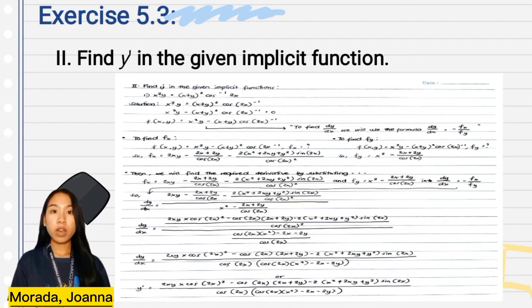So the first derivative of x squared times y, equals (x plus y) squared cos raised to negative 1 times 2x, is equal to negative 2xy times cos(2x) squared minus cos(2x) times 2x(2x plus 2y) minus 2(x squared plus 2xy plus y squared) sine(2x) over cos(2x) times (x squared minus 2x minus 2y).